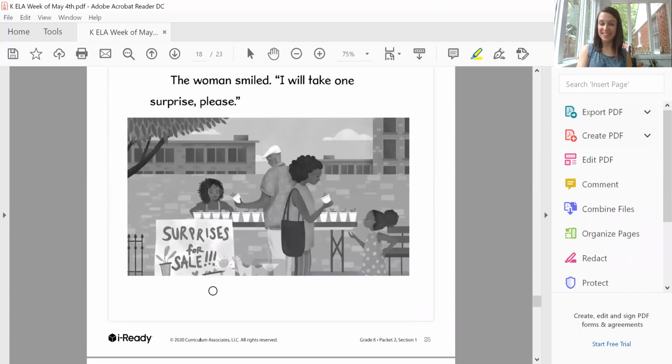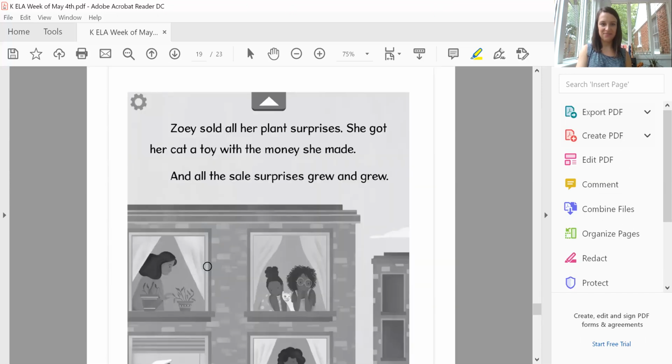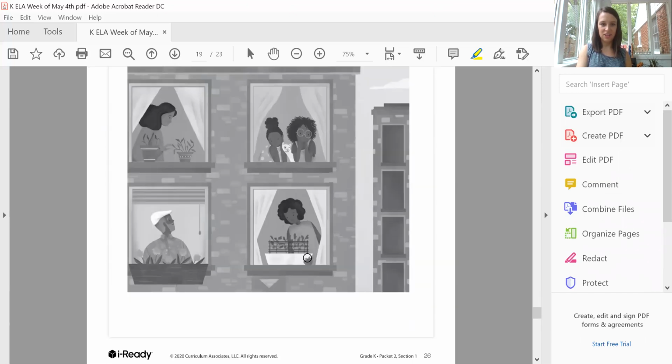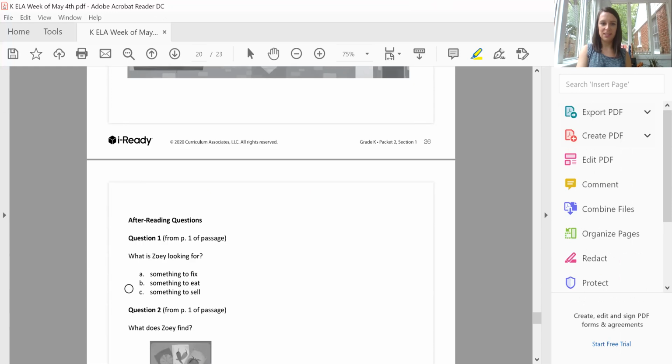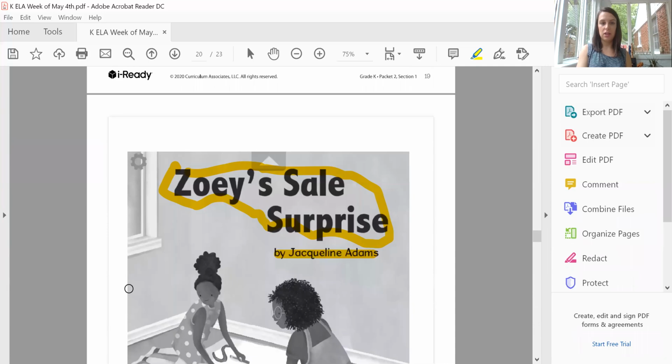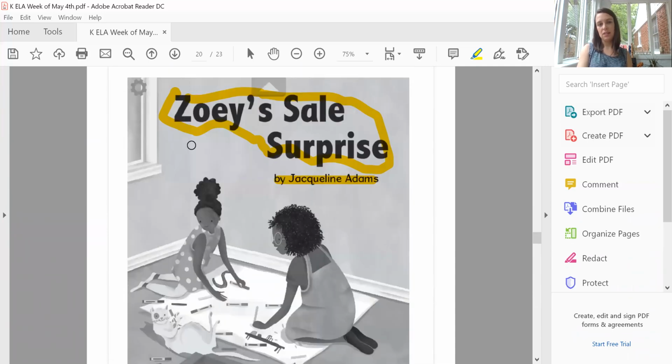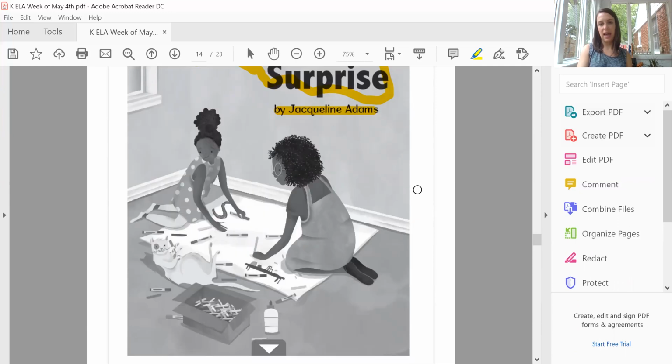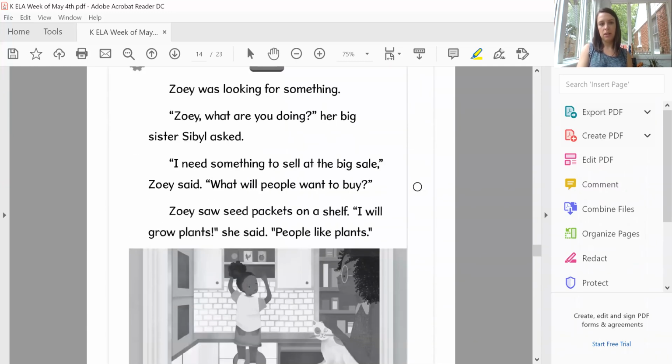Remember when we planted seeds in class and they started to grow? Oh, here she is selling her plants. Oh, there's her neighbors. Look at what they all have in their windows. Different kinds of plants. All right. As we're reading today, we're going to be asking questions to help us to understand our story, Zoey's Sale Surprise by Jacqueline Adams. I will read and I want you to follow along. You can use your finger or your pencil to put your finger on each of those words to help you as we're reading.